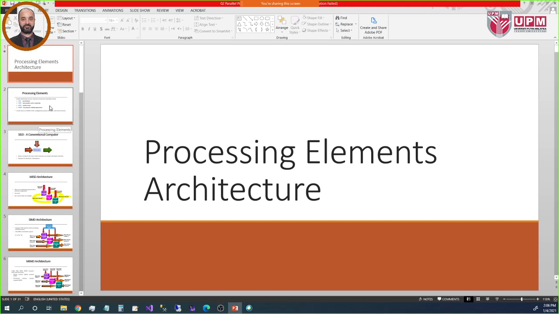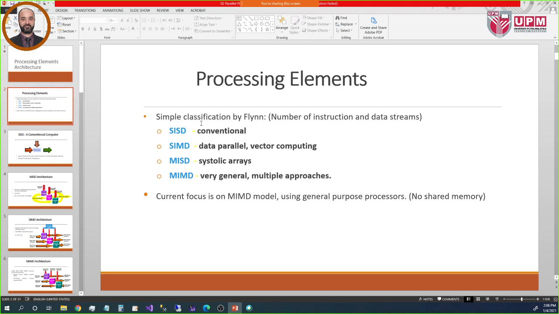If you remember, in the last class we covered some terminologies: SISD, which means single instruction, single data; SIMD, which is single instruction, multi-data; MISD, multi-instruction, single data; and MIMD, multi-instruction, multi-data. As we said, SISD is fully serial, SIMD is semi-parallel, and MISD is multi-instruction, single data.